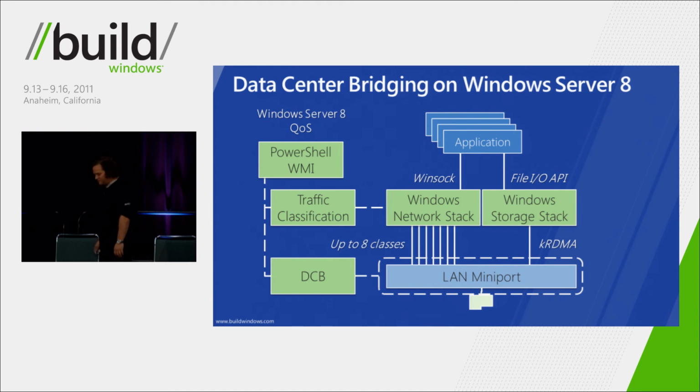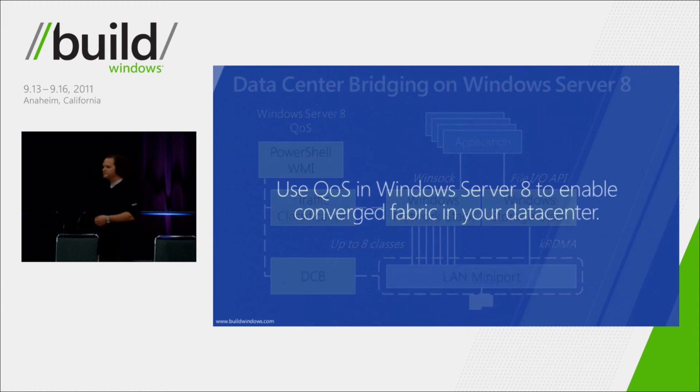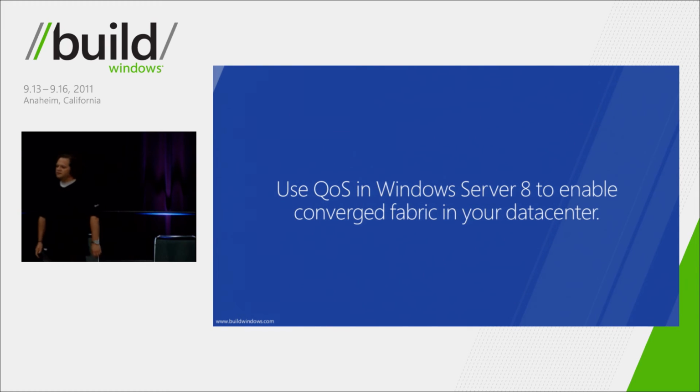Also, this works perfectly well with SMB Direct, which was demoed at the server keynote. We have a traffic class for kernel RDMA. So RDMA-enabled NICs using SMB Direct also plug into this scheme, and you can limit storage traffic that way as well. So Windows Server 8 allows you to converge your network fabric with your storage fabric and save a bunch of money and avoid, again, over-provisioning in your data center.